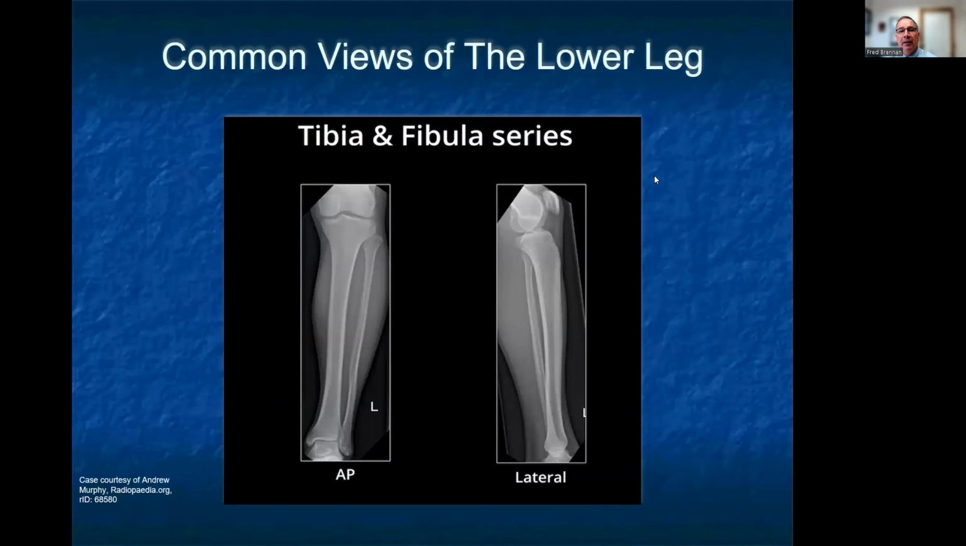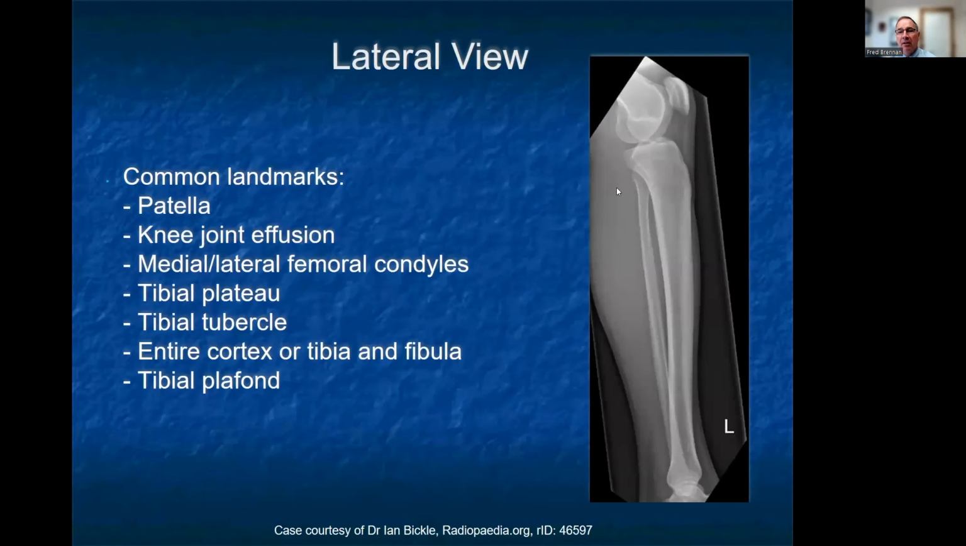So here's our tibia and fibula series. We have an AP and a lateral, very common. That's usually your standard views. And here's a lateral view with the patella, tibial plateau, anterior cortex, tibial tuberosity, or tibial tubercle, some people will say. Look at the posterior part of the tibial plateau, the posterior cortex all the way down to the ankle joint, and then look at the fibula again, the fibular head, and go back and forth down both sides of the cortices.